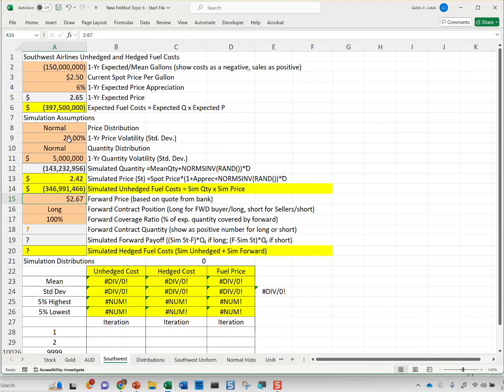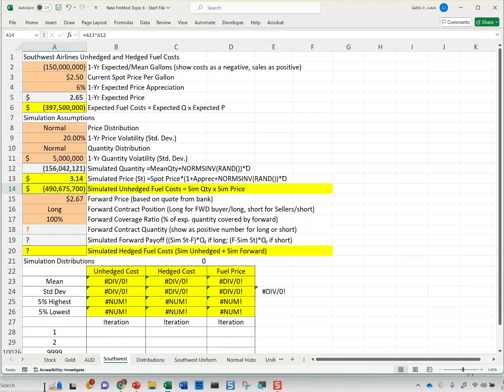Now every time I hit F9, I get a possible cost of fuel 1 year from now for Southwest. So if I were to graph that, you would think there'd be a lot of numbers centered around 397 million. But you can see numbers as low as 200 million, and there's numbers as high as 500 or 600 million. So that is the risk for Southwest. And if they're selling flights a year in advance, the customers are locking into a price, so they may want to hedge costs. All right, so what we want to do first is simulate the unhedged cost to get an idea how bad things could get.